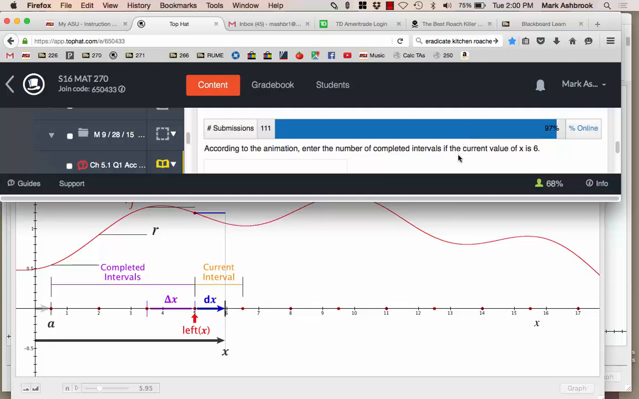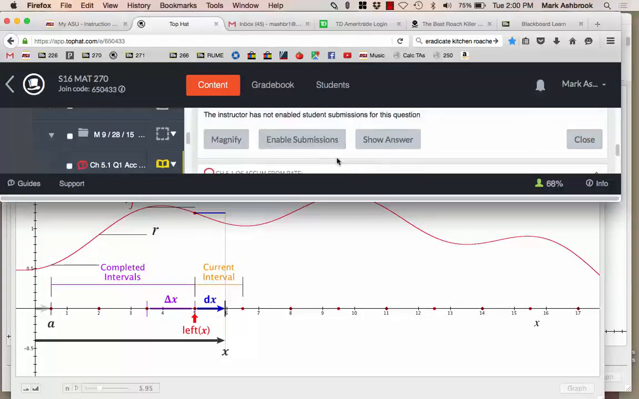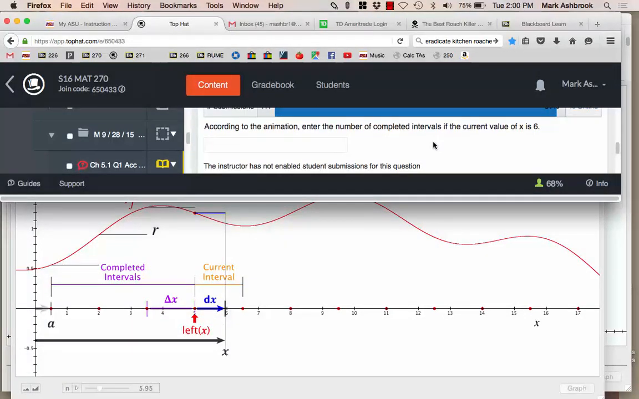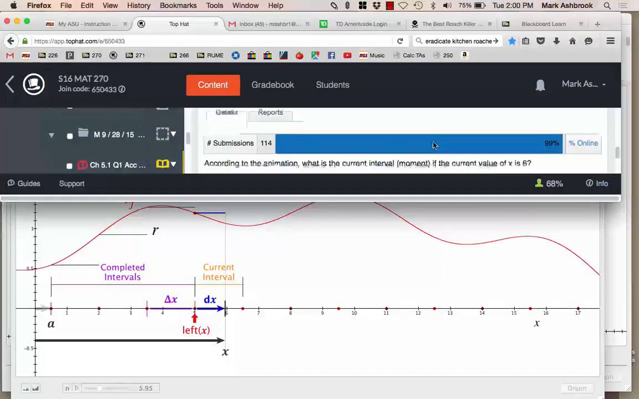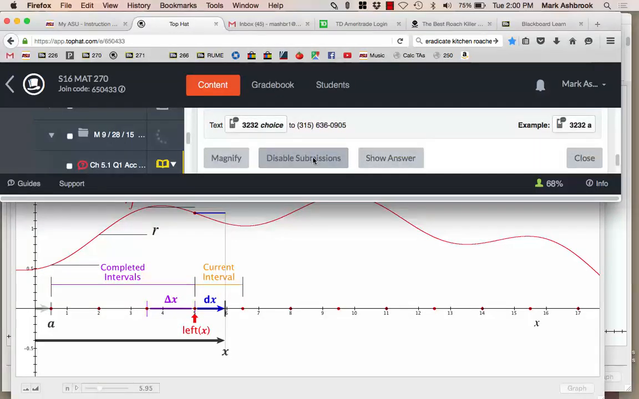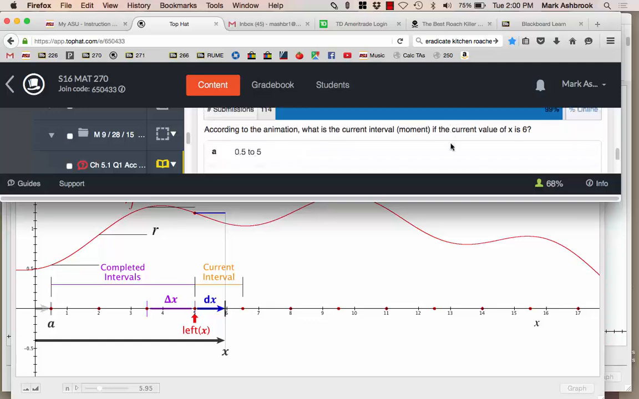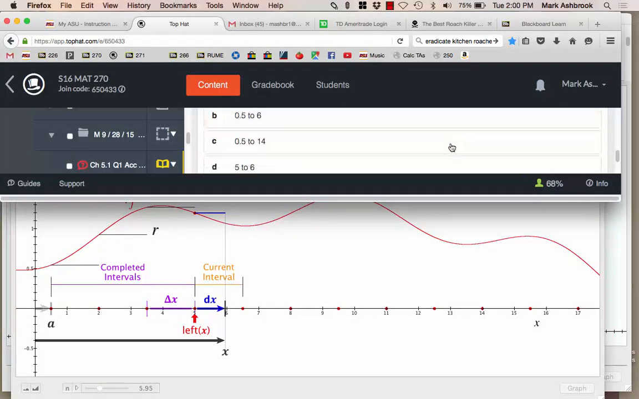Enter the number of completed intervals. So now, again, the current value of x is 6. How many completed intervals? 3 completed intervals. The current value of 6 is in the 4th interval, so 3 have been completed. One more question. What is the current interval if the current value of x is 6? From what to what? 5 to 6.5. The current interval starts at 5 and ends at 6.5.